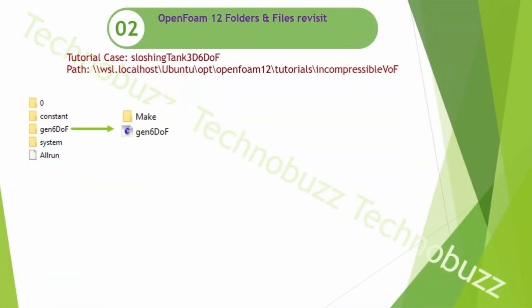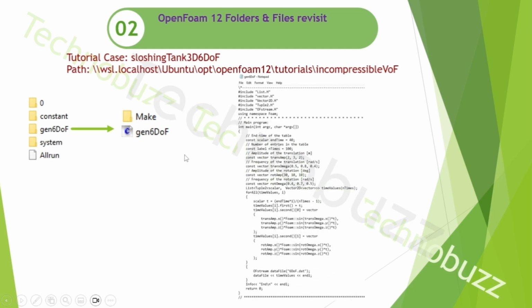Finally, let us explore the folder Gen6DOF. This folder contains the C file with this file name, Gen6DOF. It is basically a C program to generate a sinusoidal profile and save the data to an output file with the same name, Gen6DOF. Once this file is compiled with the command wmake, a data file with the name given in the C program is saved to the folder constant.